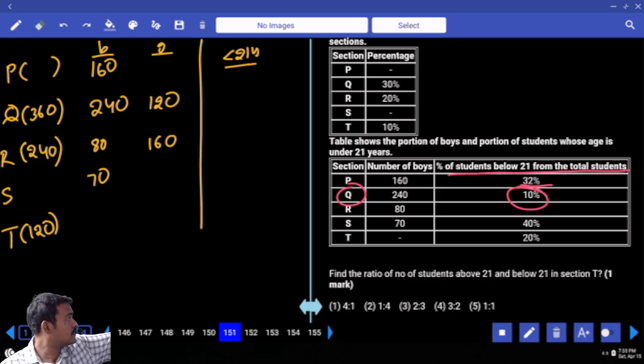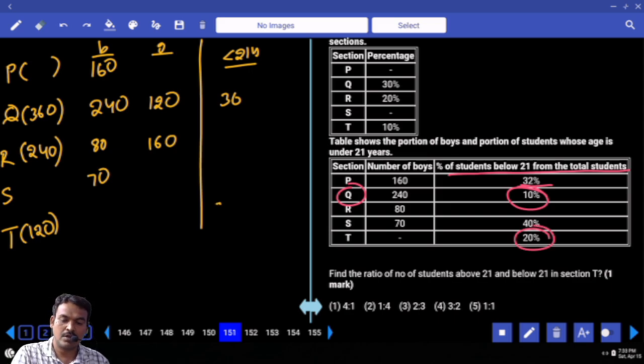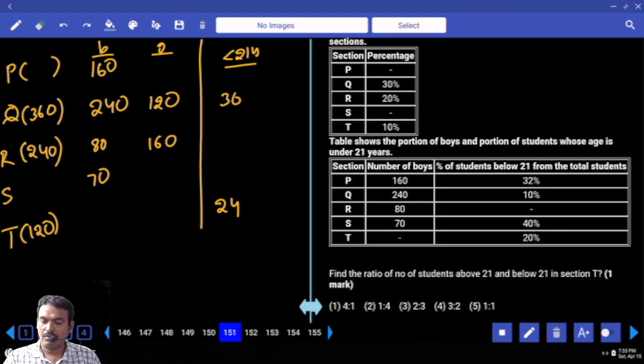10%. 10% of which one? 360. How much? 36 or not? Next, college S, we don't know. College T, total value 120. In that, how much percent? 20%. What is the 20% value? 24 or not? Okay. What is the first question?